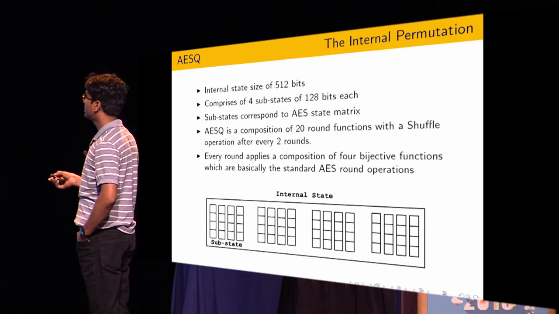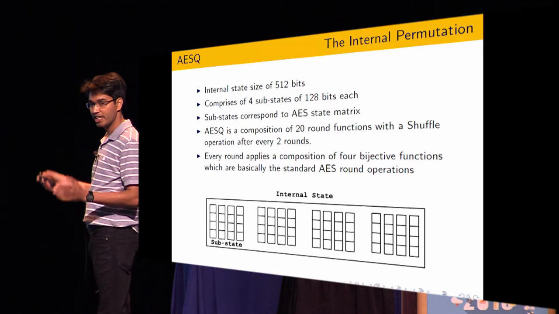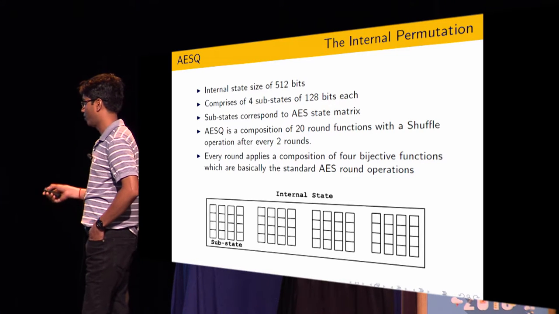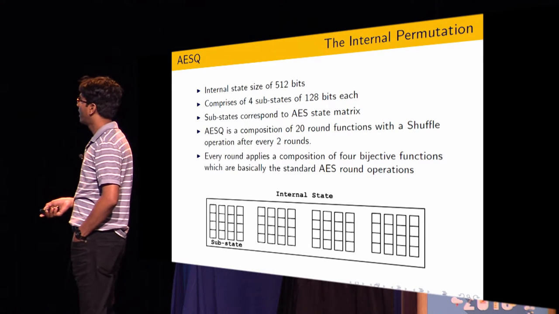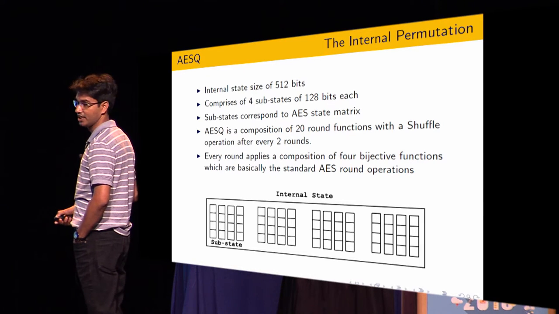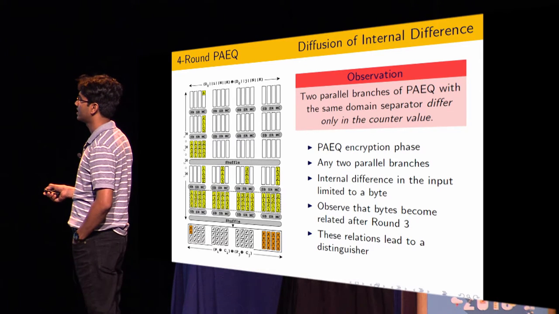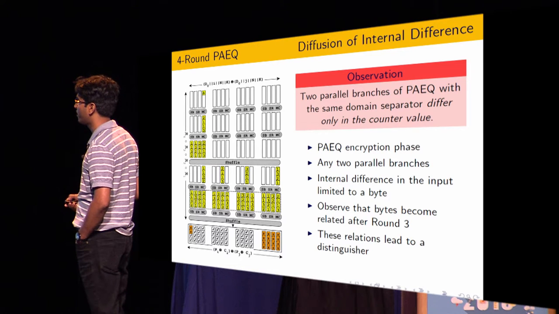And here is the idea of how that PAEQ algorithm is constructed. It's basically a 512-bit state, so you have four AES blocks put in four parallel sessions, and they have 20 rounds instead of 10 rounds of AES. And every two rounds, they shuffle the columns among each other. So that is basically how the algorithm works. You have four AES blocks, and after two rounds, one and two, these columns are shuffled around among the others. That way, the algorithm is defined.